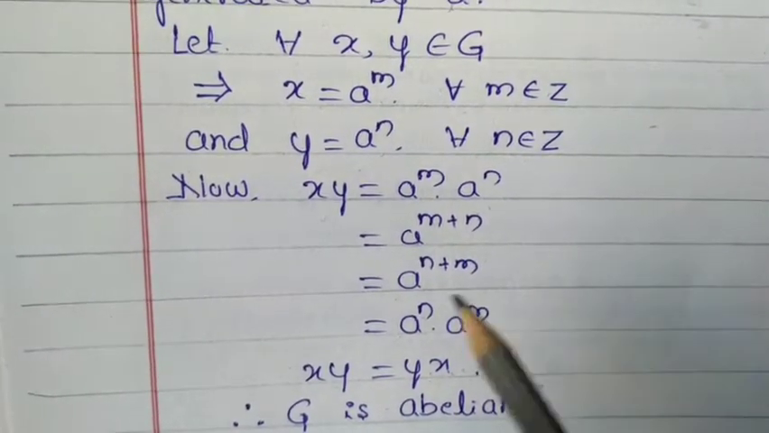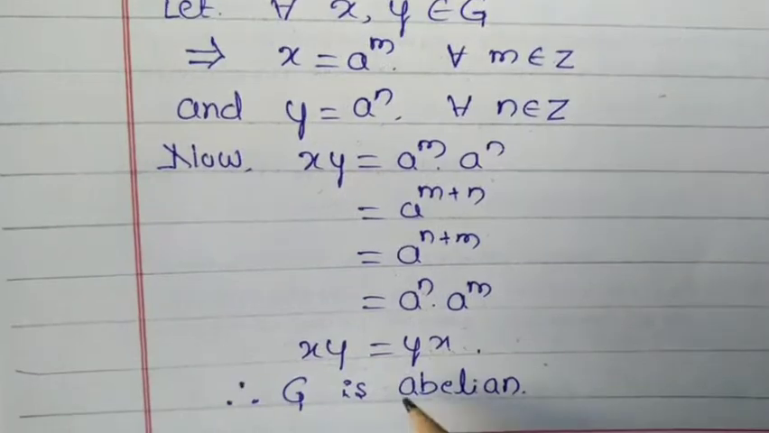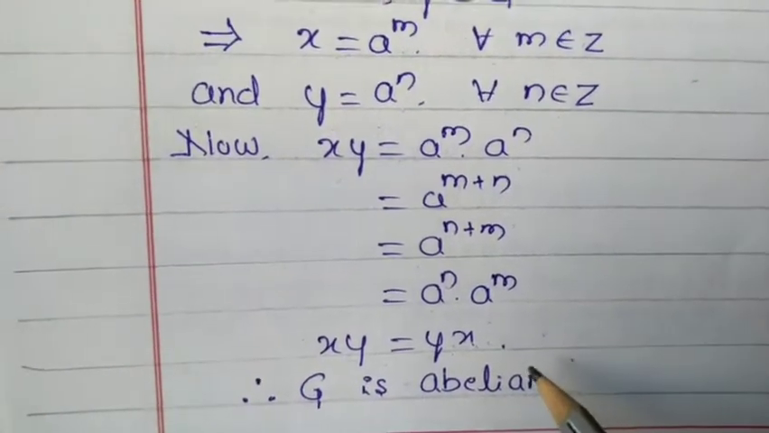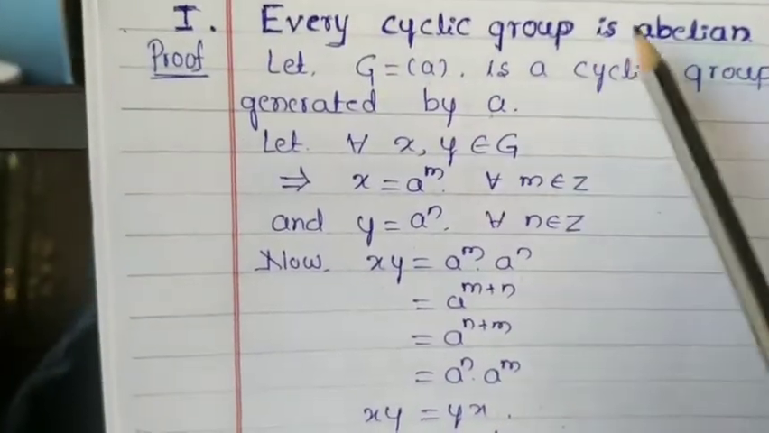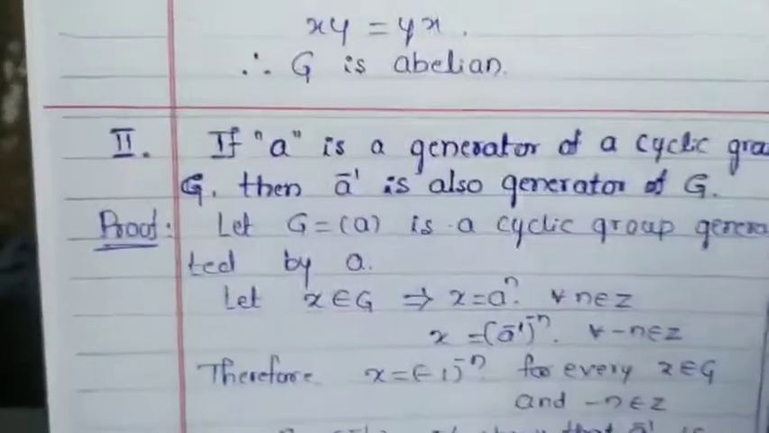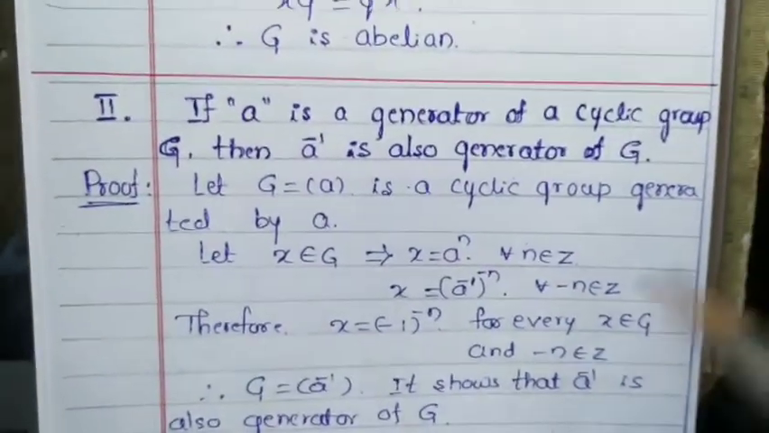G is a group and it satisfies the commutative law. Therefore, G is an abelian group. So this is the proof that every cyclic group is an abelian group. Next, go for another example.